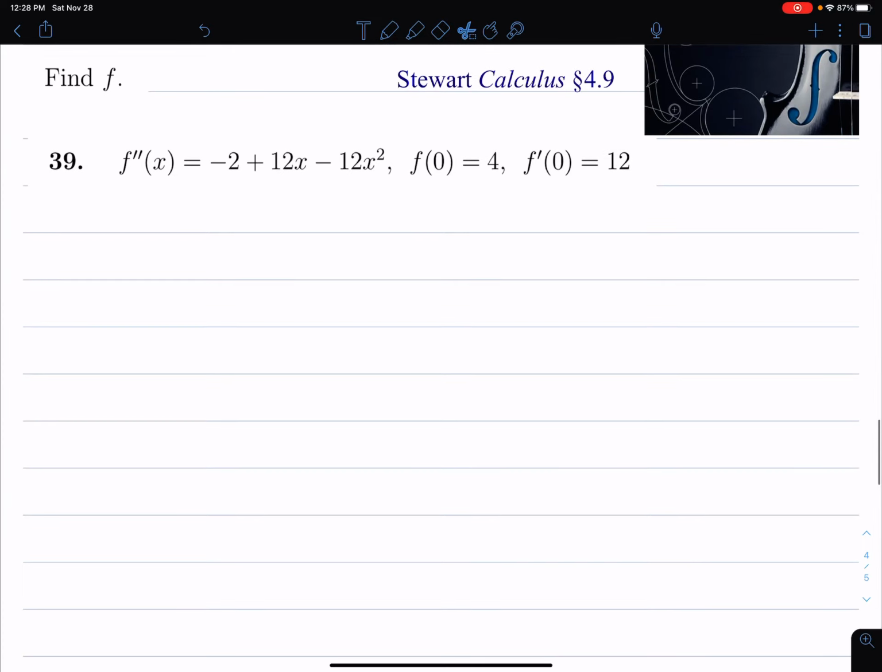We're given the second derivative of a function, and we're going to try to find the function f. Along the way, we're also going to solve for the constants using the fact that it's given that f of 0 is equal to 4 and f prime of 0 equals 12. This is called an initial value problem. So first, we do the antiderivative.